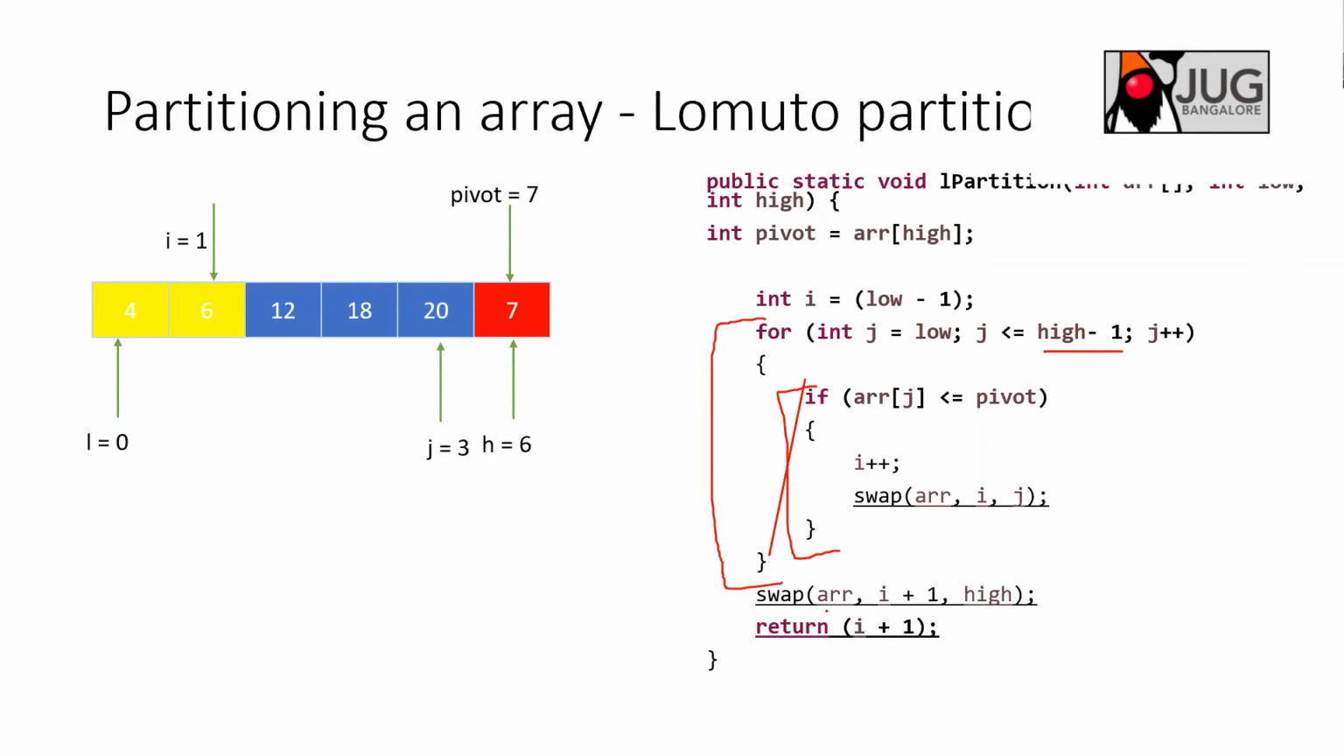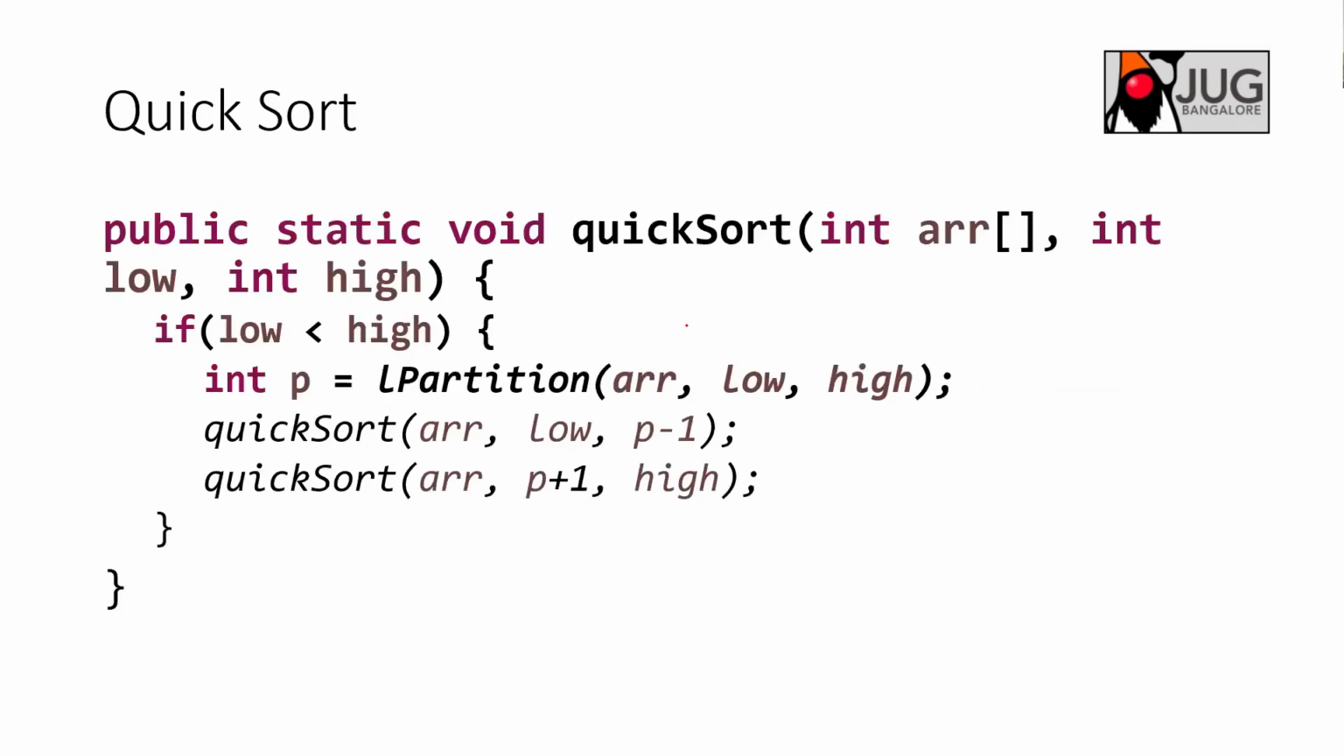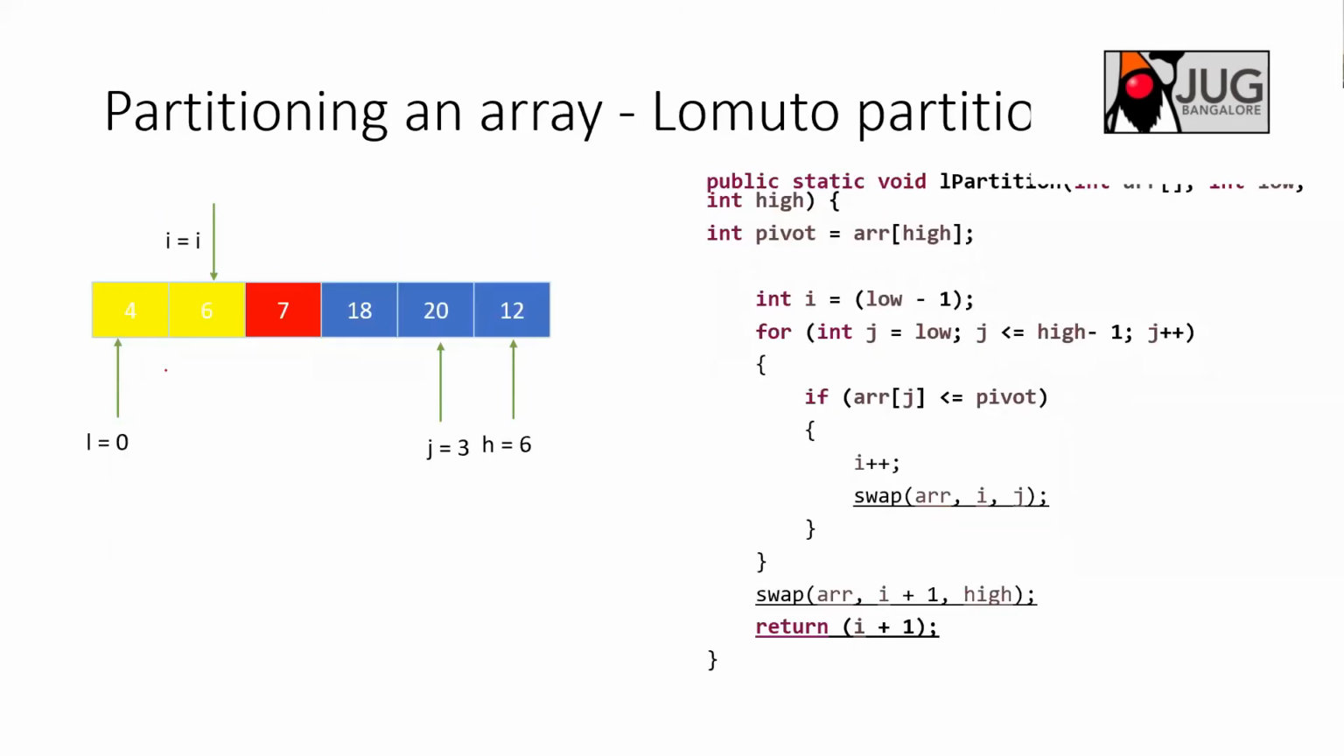Now what you do is you just simply swap two elements, array of i plus 1 and the high element. So this is the high element, okay, and you are swapping it with array of i plus 1. This is i plus 1. So basically 7 is swapped with 12. After swapping, it will be like this, right? So I think this is how it looks finally. 4, 6 and 7 are placed at the right position.